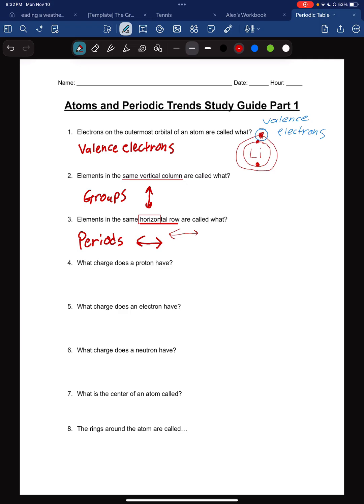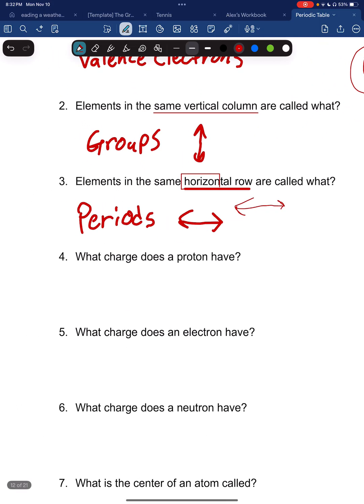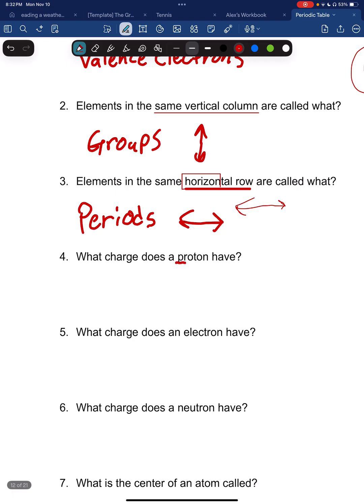So number 4, what charge does a proton have? We're talking about protons. The prefix pro, you guessed it, means positive. So protons are positive charges, a positive plus charge.